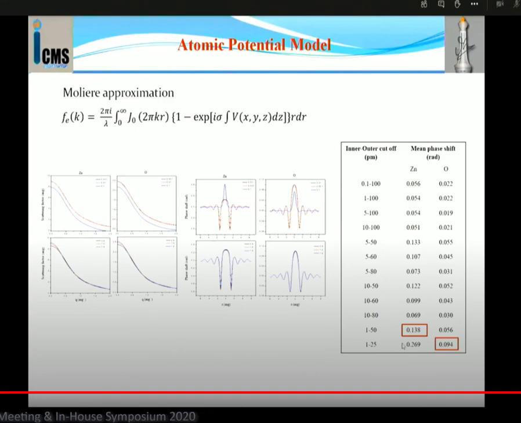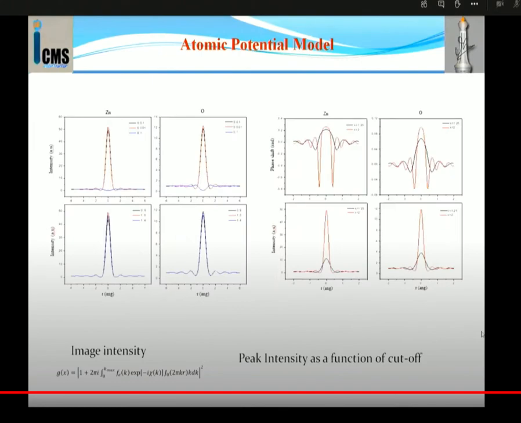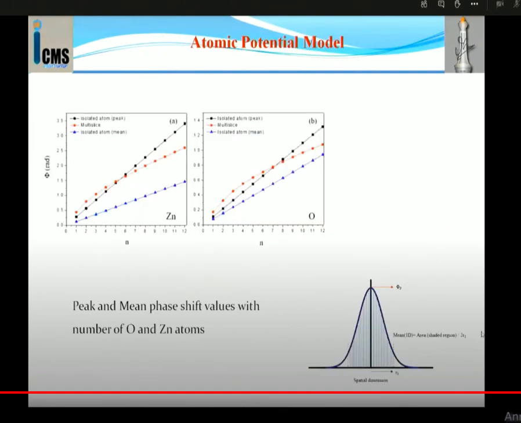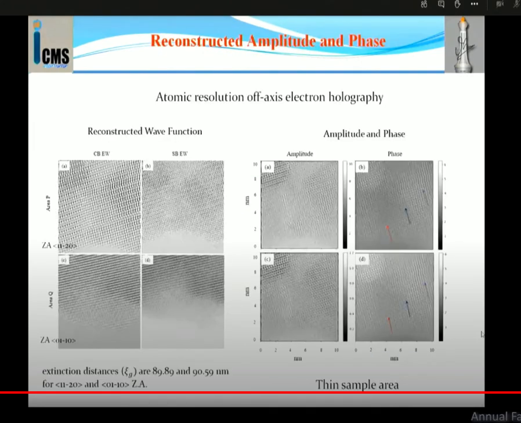But experimentally, you are restricted on the inner bound and the outer bound because of the limitation on the interatomic spacing. Zinc and oxygen are closely situated to each other, so we have selected 1 to 50 and 1 to 25 for zinc and oxygen for the mean phase. You can basically consider two different phase values, peak phase and mean phase. Anyway, so this is the result.